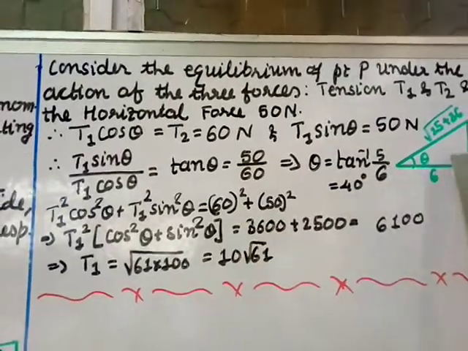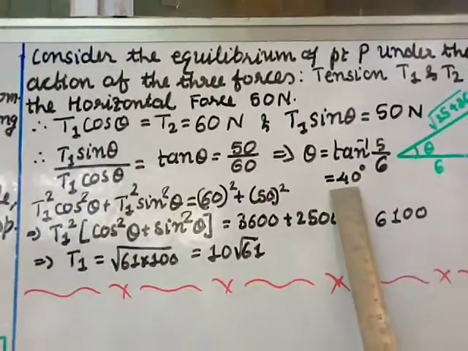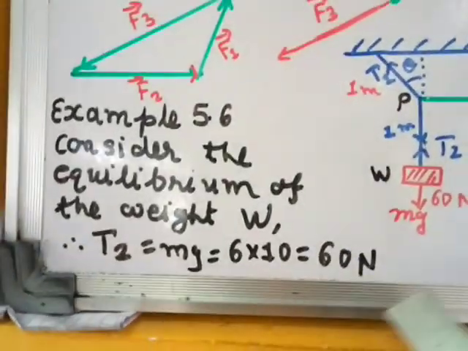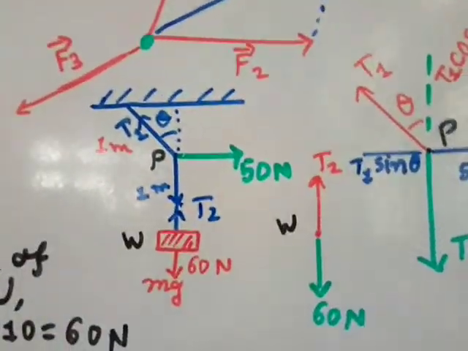The angle theta equal to 40 degrees. That is what they have asked us to find, and we also found the tension T2, and that value is 60 Newton. So we'll keep this much for today.